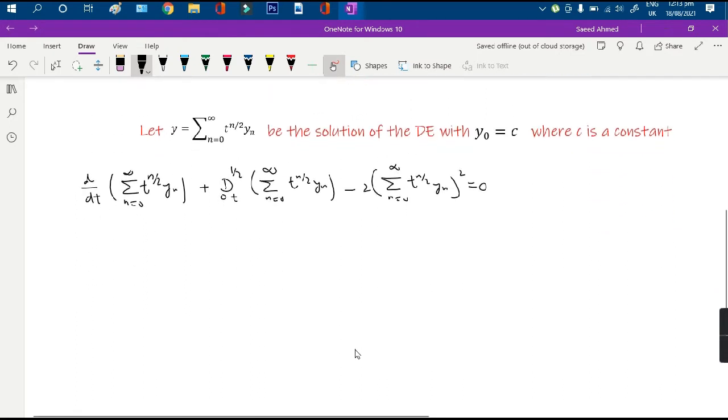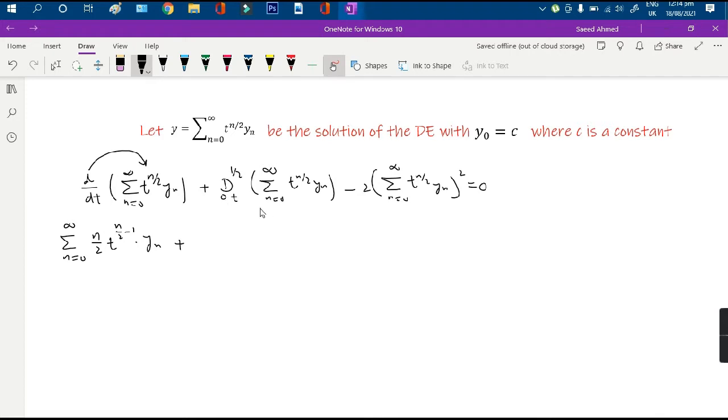Now I need to calculate these two derivatives. This is the ordinary derivative, and since this is just a power series, we can switch the series and the derivative, and this only affects this term. So this becomes the summation from n equals 0 to infinity, and when I differentiate t to the power n/2, it becomes n/2 times t to the power n/2 minus 1, times y_n.